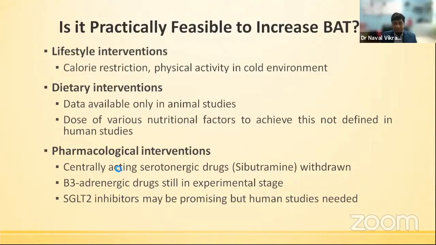Pharmacological interventions. Now, centrally acting serotonergic drugs may have had a potential, but they have been withdrawn. We don't have any drugs as of now. Beta-3 adrenergic drugs are still in the experimental stage, not available for use in human beings. Now, SGLT2 inhibitors, the newer blockbuster drugs having a lot of beneficial effects in diabetes and cardiovascular disease, also may be promising, but more human studies are needed in terms of their ability to have an effect on the brown adipose tissue.